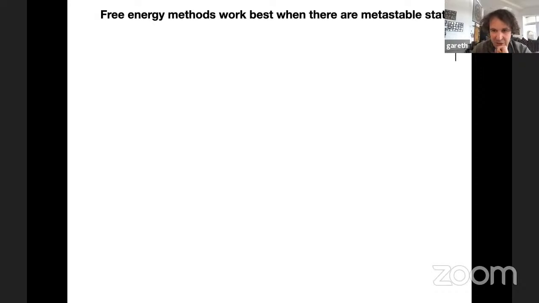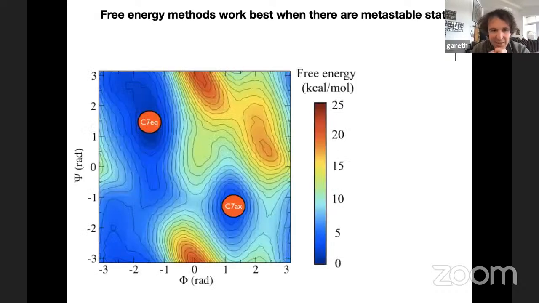Okay, so here's something that should be very familiar by now. This is a free energy landscape for good old alanine dipeptide, and this shows that this is a free energy surface that has two of these metastable states. So we've got two distinct basins, the C7EQ and the C7AX, which are these two metastables. We want to calculate the relative free energy between those two states. Okay.